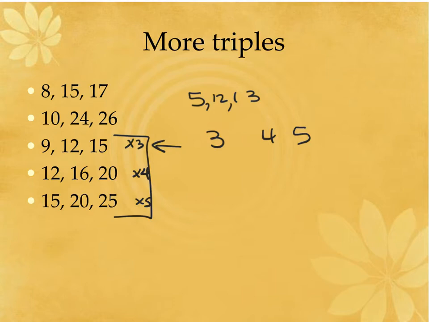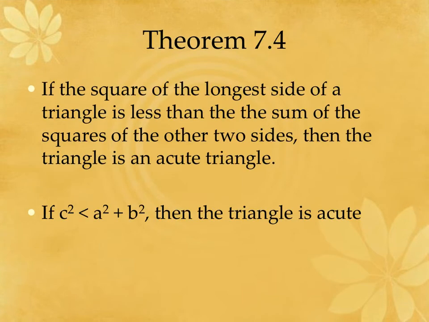All right. The second theorem we're going to see. This should say 7.3, but again, we don't care about the number. All we're worried about is what the theorem says. So this is stating that if the square of the longest side, so the c, of the triangle is less than the sum of the squares of the other two sides, then the triangle is an acute triangle.